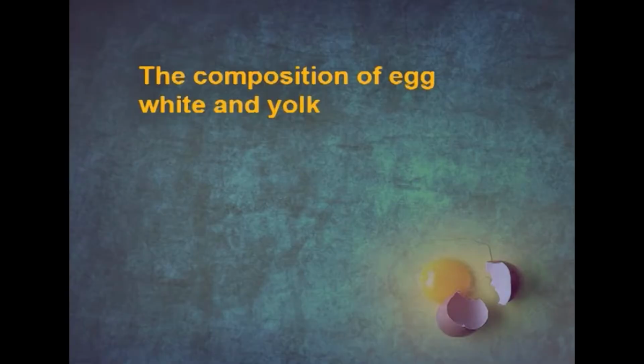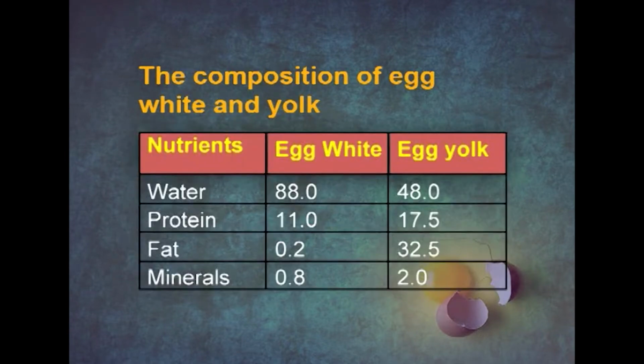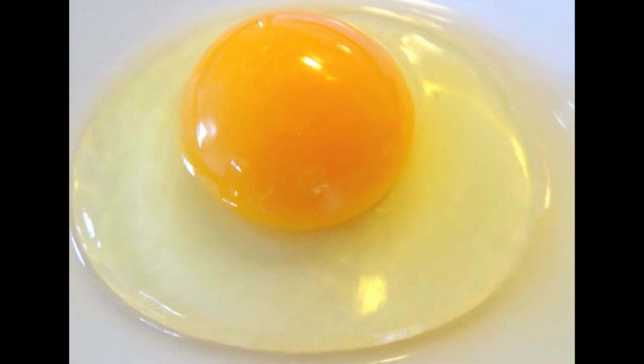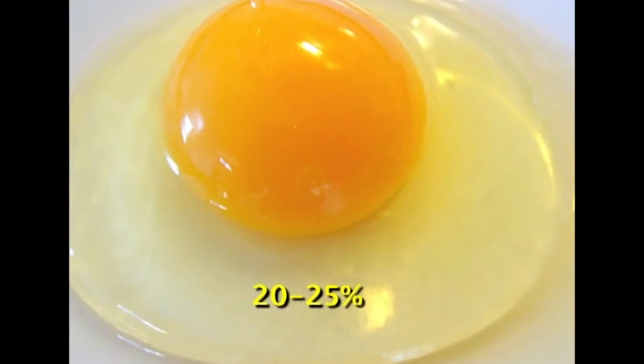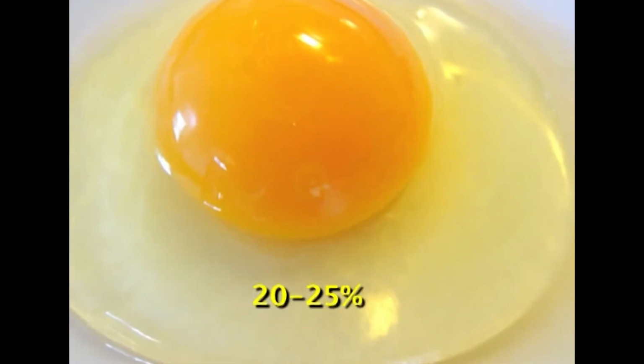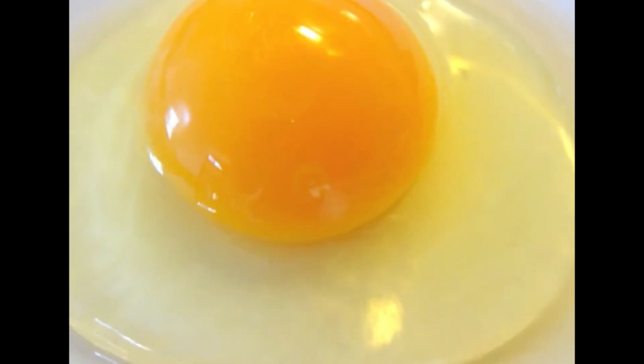The composition of egg white and the yolk is given in the following table. Now, as you can see, there is water, protein, fat and minerals, and the details are also there. Now, the egg white is composed of thin and thick portions, and 20 to 25% of the total white of the fresh eggs, which are 1 to 5 days old, is thin white.